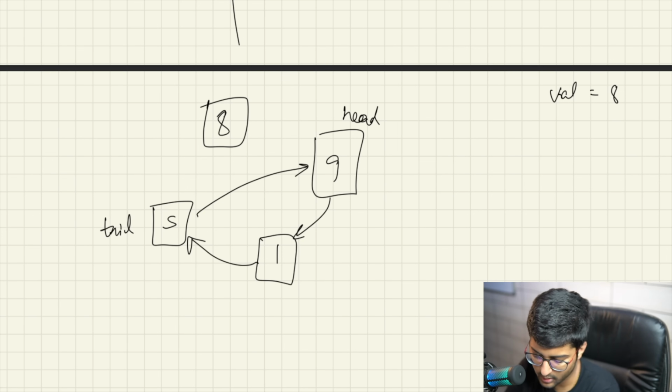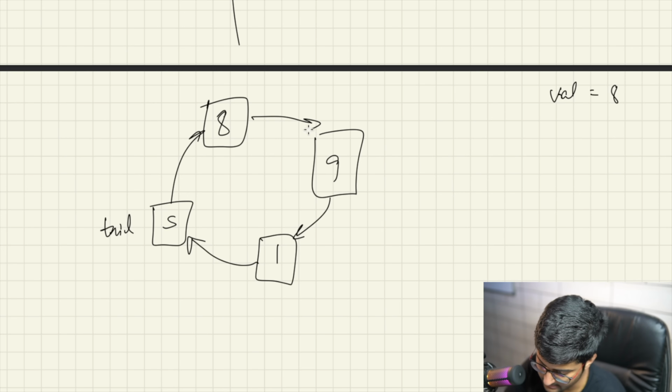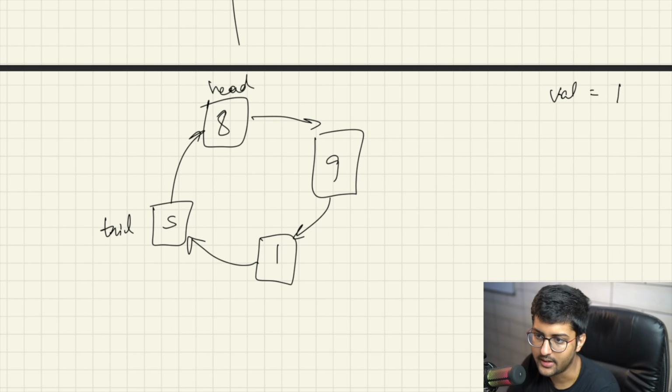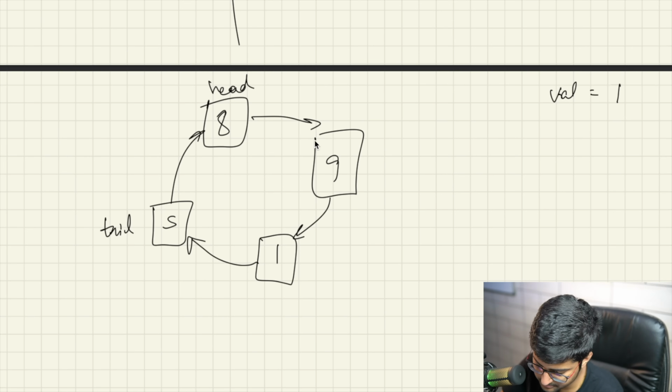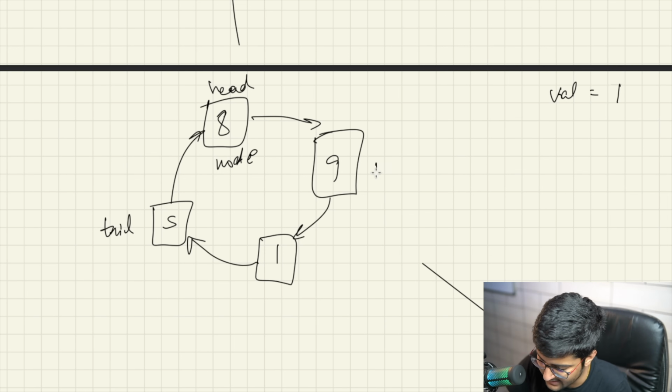Okay, that's it. But what if it's not? Let's say you want to delete 9, for example. So if you want to delete 9 or 1, for example, let's say you want to delete 1. Okay, so if you want to delete 1, then what do we do? You're gonna see where you are lying. So let's say if you're over here with node, okay? If you're over here, this is your node, the one that you're using to traverse basically.